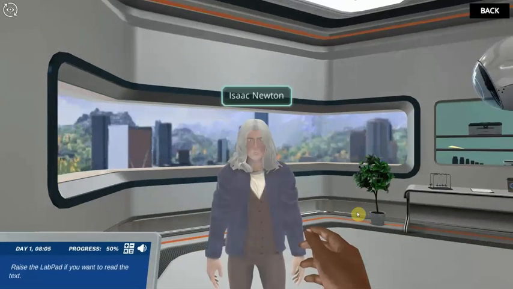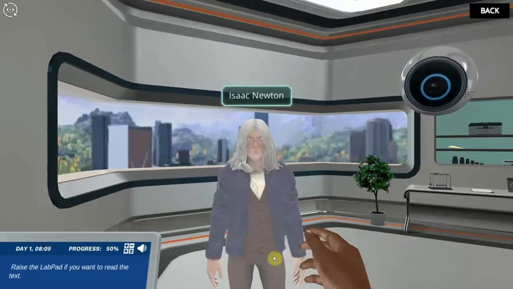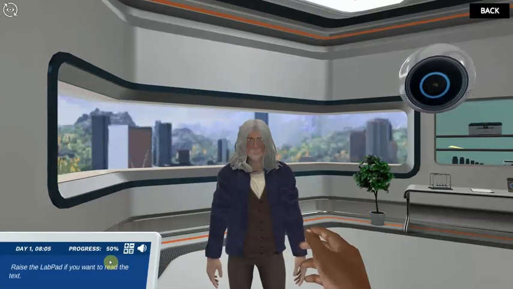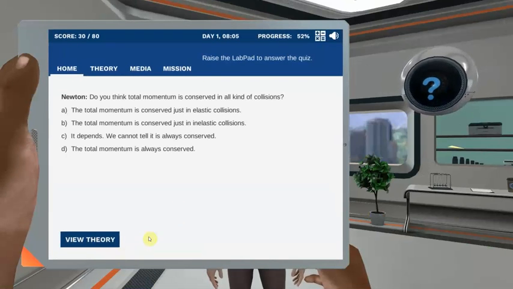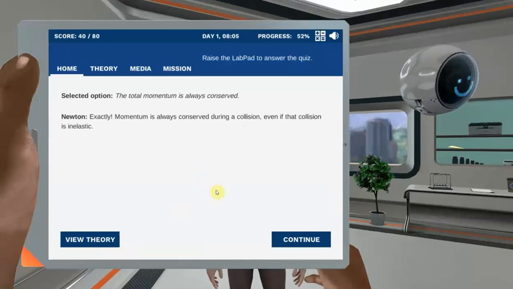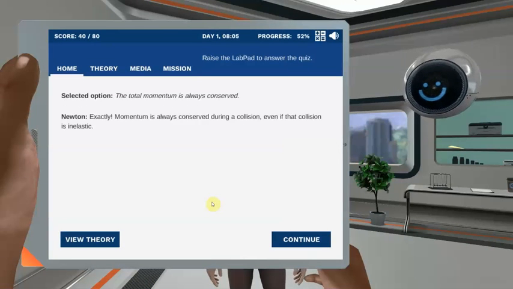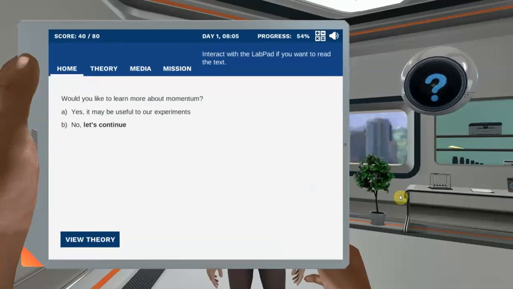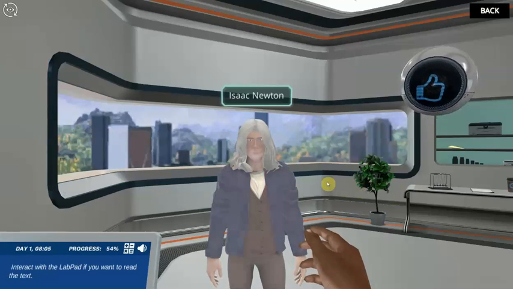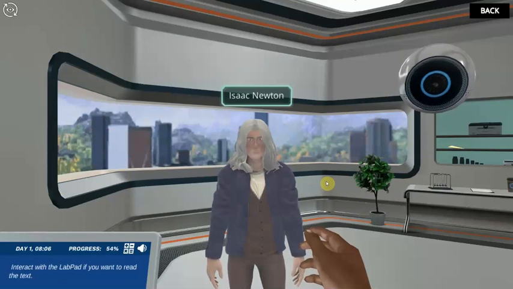We have learned that conserved quantities are very helpful in a game of pool. We also saw that the kinetic energy is not always conserved in collisions, and this begs my next question. Do you think total momentum is conserved in all kind of collisions? Exactly. Momentum is always conserved during a collision, even if that collision is inelastic. Would you like to learn more about momentum? Perfect. Let's go on helping Newton with pool then. Remember, you can check out the theory tab on your lab pad at any time to learn more about momentum.